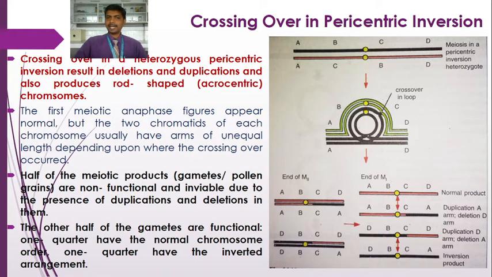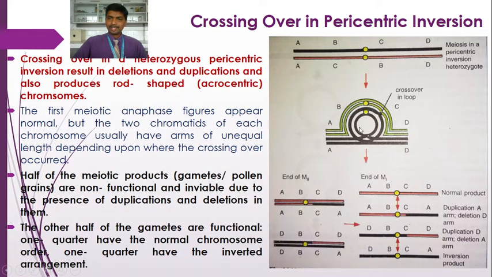The first meiotic anaphase figures appear normal, but the two chromatids of each chromosome usually have arms of unequal length, depending upon where the crossing over occurs. So in this case, if you see, this is the one chromosome. Here the gene order is A, B, C, D. Here is an inverted chromosome. So due to the inversion, the gene order has been changed to A, C, D, B. So when these chromosomes are paired during meiotic prophase first, it forms an inversion loop.